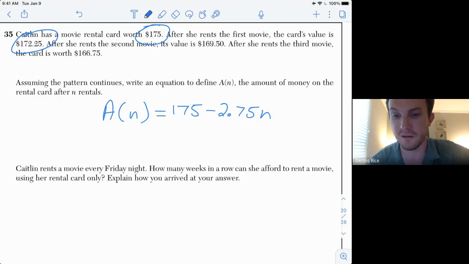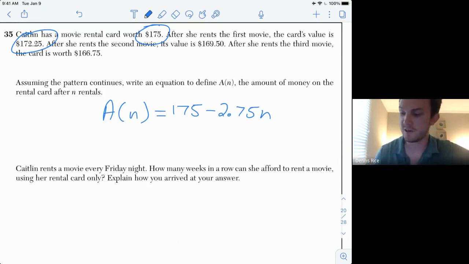How can we figure this out algebraically? How can we figure out how many weeks in a row she can rent? It's a little repetitive to say, all right, 1 week she has this much, 2 weeks she has this much, 3 weeks she has this much. How can we set this up strategically? Calc, Grace says. Very specific.